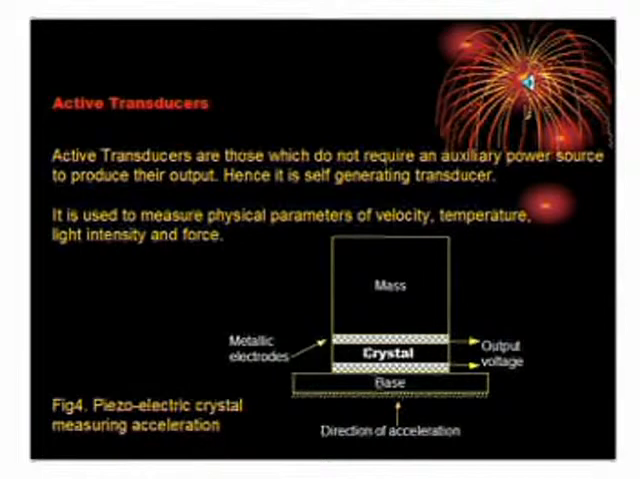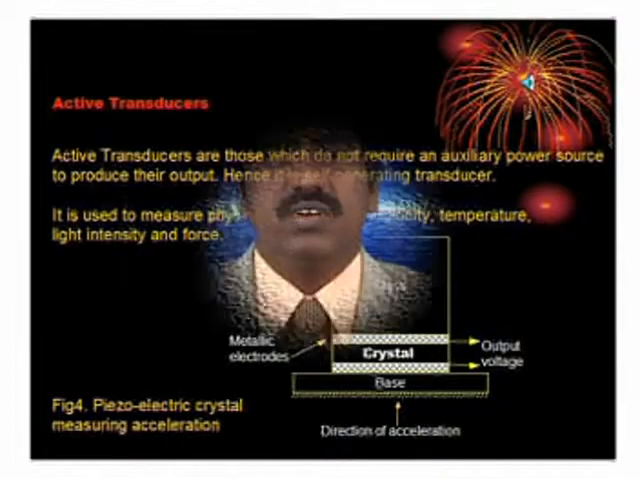The measurement of acceleration using piezoelectric crystal is as shown in figure 4. Piezoelectric crystal is sandwiched between two metallic electrodes. The entire sandwich is placed at the top of the base. Above the sandwich, a fixed mass is placed. The measured physical quantity, acceleration, is applied to the bottom of the base.